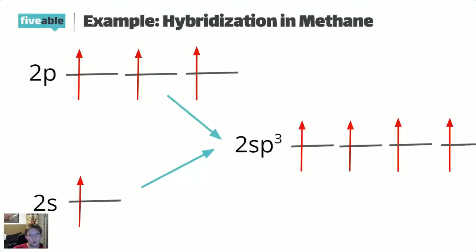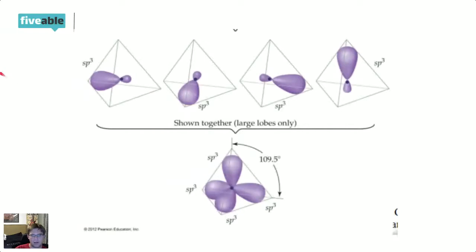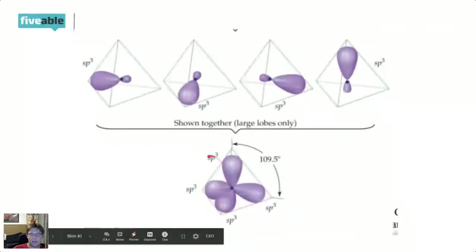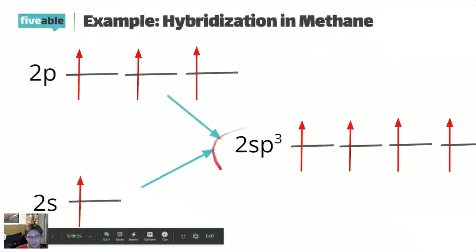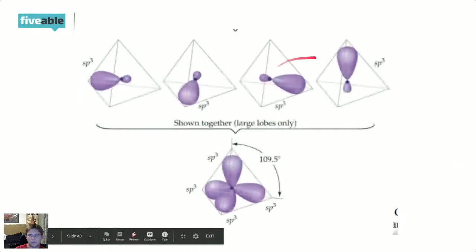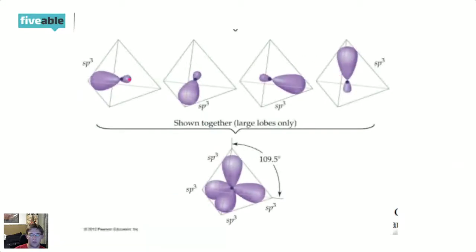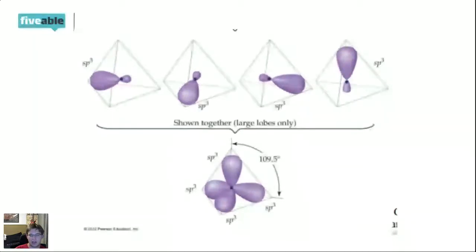Here we see what those 4 orbitals look like, where each of the 4 sp3 orbitals, when put together, forms a tetrahedral shape. When this happens, it forms each of these 4 individual orbitals: an sp3 facing this way, this way, this way, and this way. Put together, we get this whole tetrahedral model of the sp3 hybridized orbital.